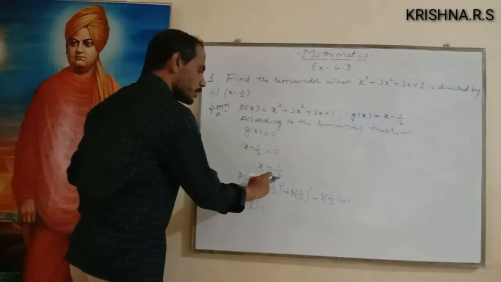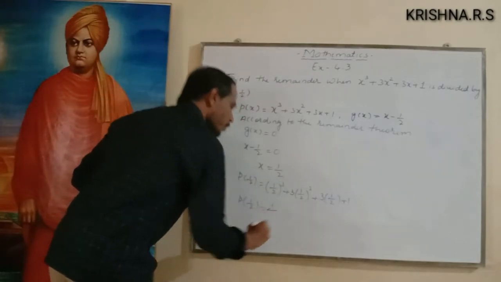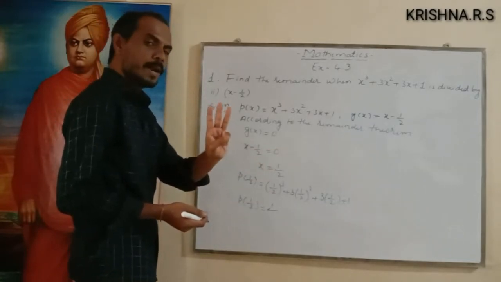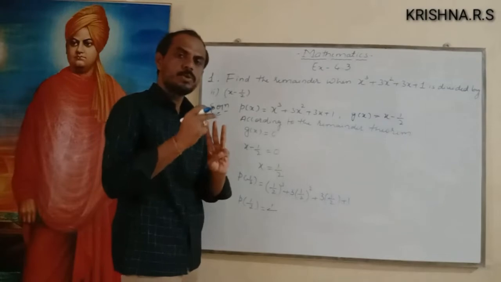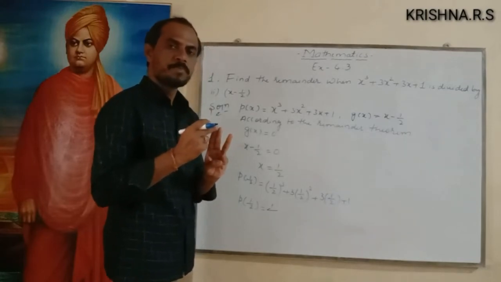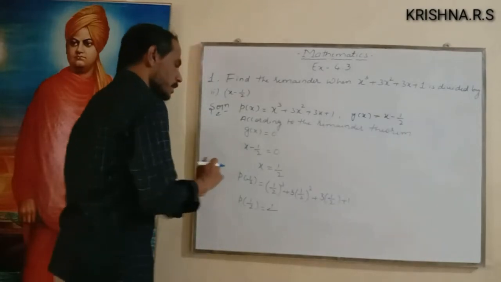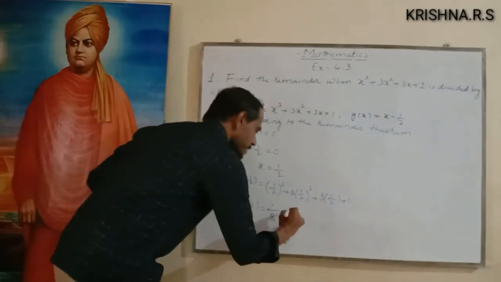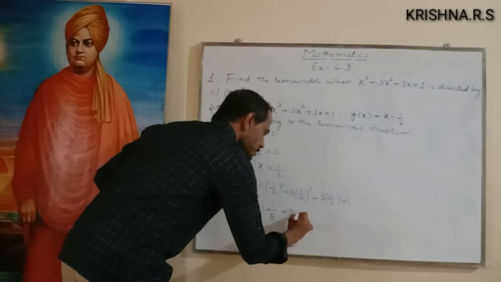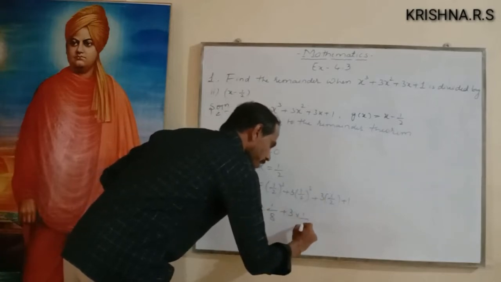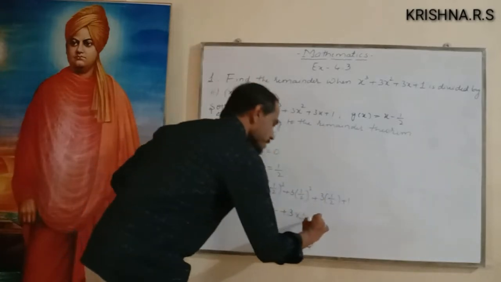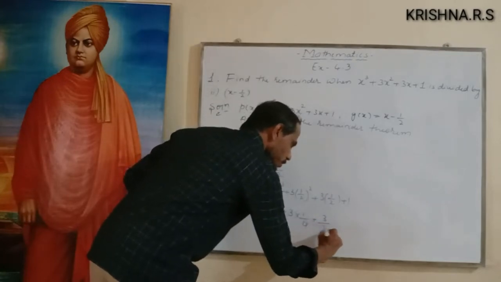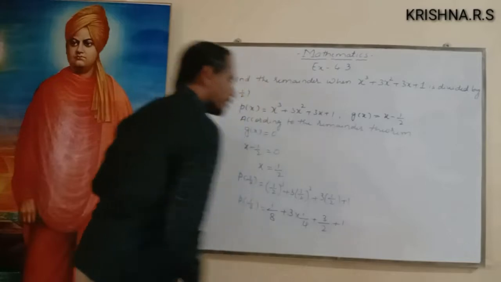1 raised to 3, 1 cube is 1 only, students. 2 cube means 2 multiplied 3 times, 2 into 2 into 2. 2 twos are 4, 4 twos are 8. 2 cube is 8, plus 3 as it is. 1 square is 1 and 2 square is 4. Okay. Plus 3 ones are 3 divided by 2 as it is, plus 1.